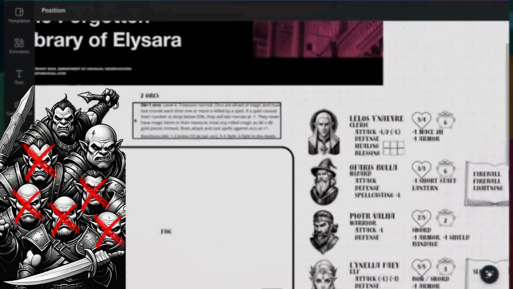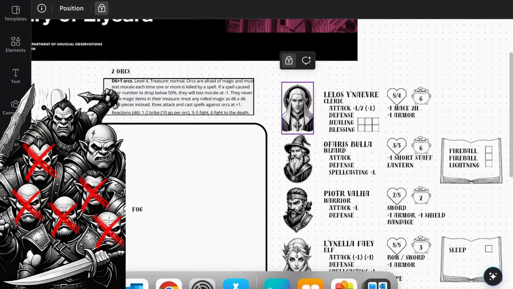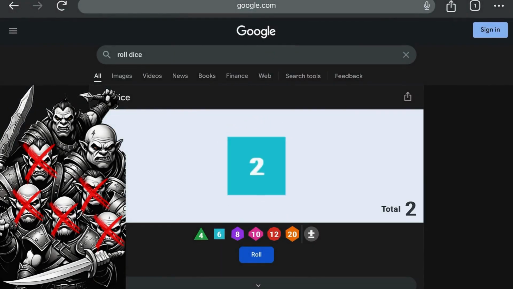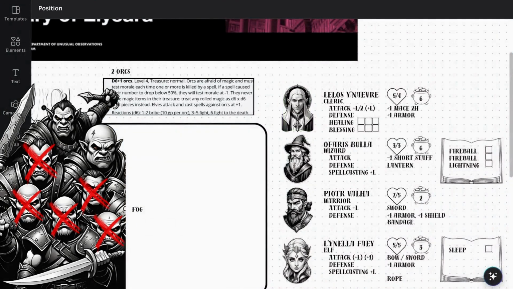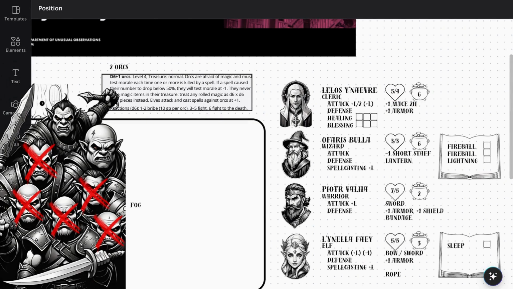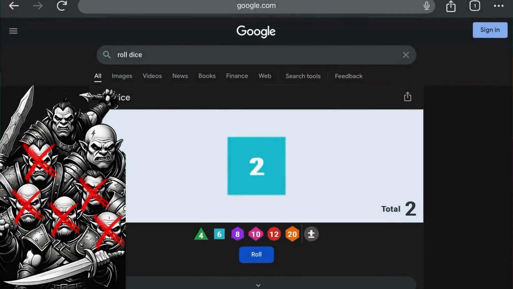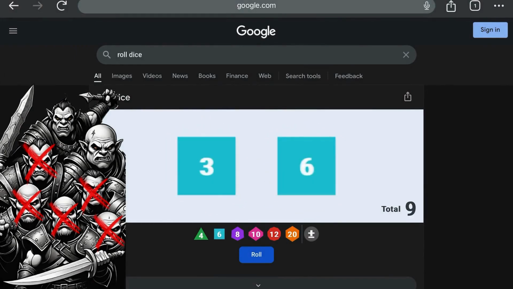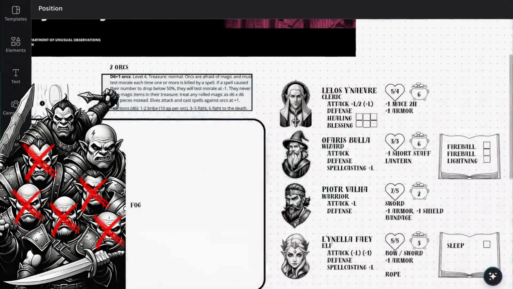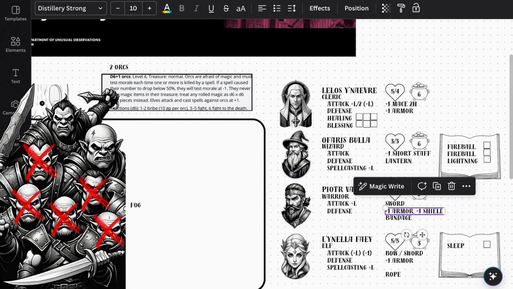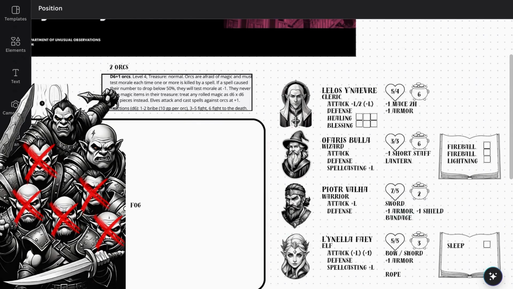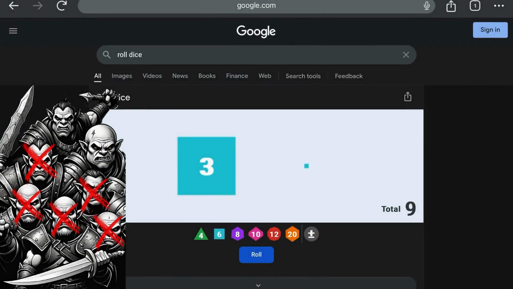And now we have an attack with Lelos. 2 plus 1 is 3, which is not enough. Okay, 2 orcs left. Let's defend with Piotr and Linella. 3 and 6. 6 is success, okay, and Piotr 3 plus 1, which is 5, so enough. Okay, attack. Yes, Piotr attacks.